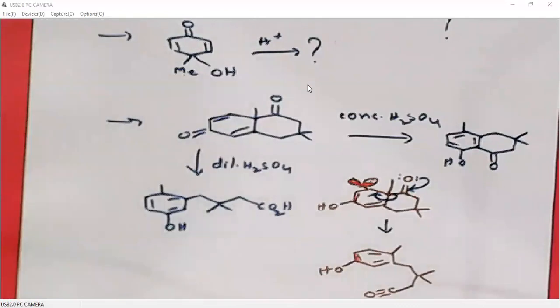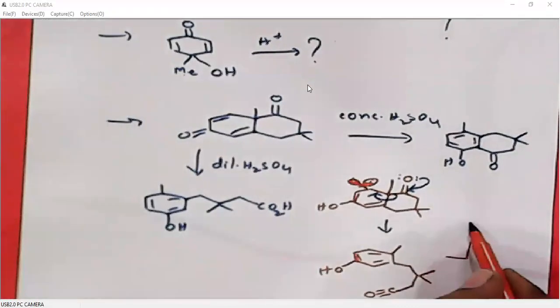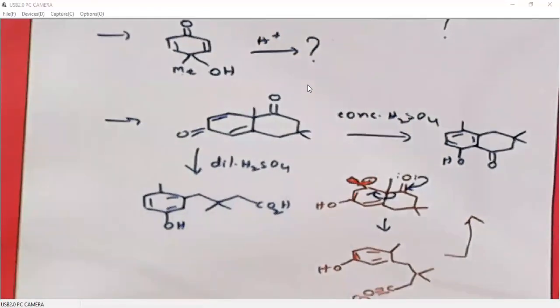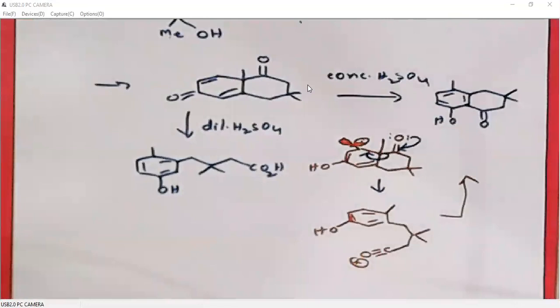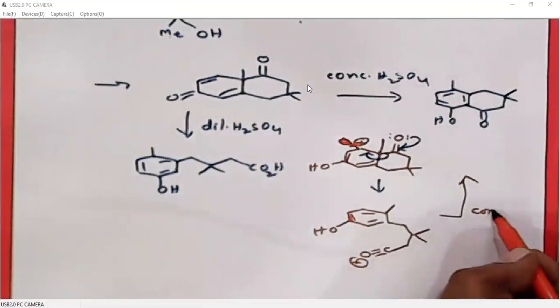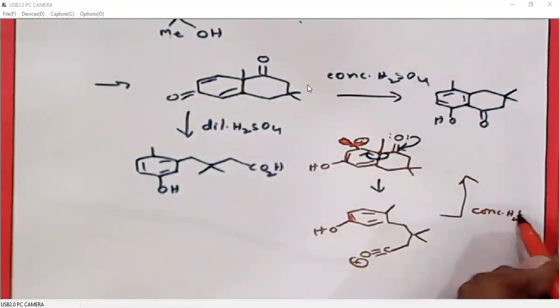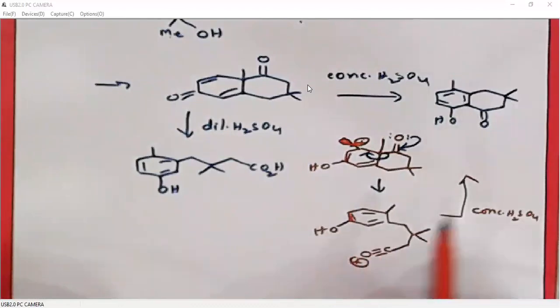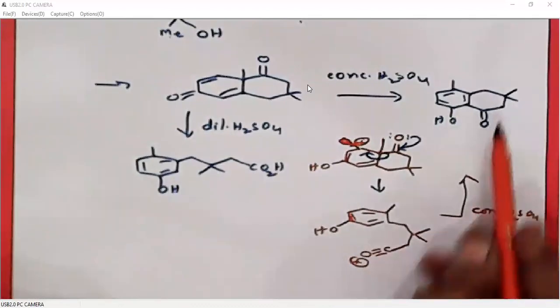Right. Under concentrated acid conditions, what will happen? There is no water molecule. So under concentrated acid conditions, it will undergo an acylation reaction. Like Friedel-Crafts acylation, it will undergo acylation ortho to OH. So that is why we are getting this product.